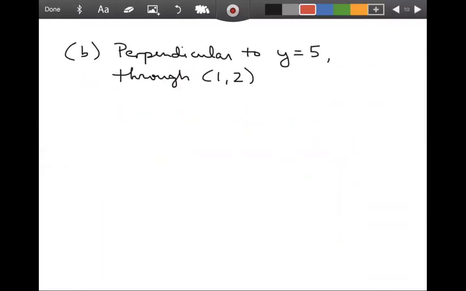All right, so I really enjoy this problem. It's kind of like a puzzle. The line we're looking for is perpendicular to the line y equals 5, and it passes through the point (1, 2).